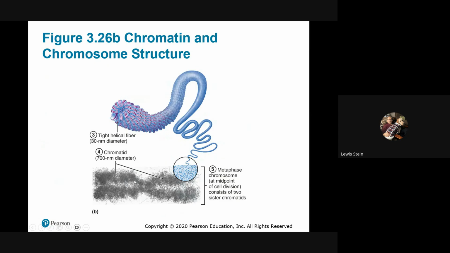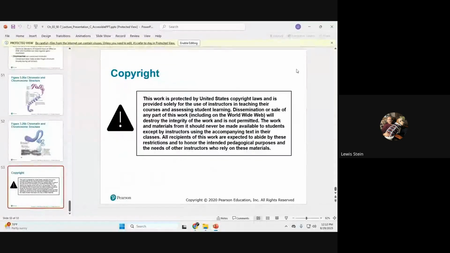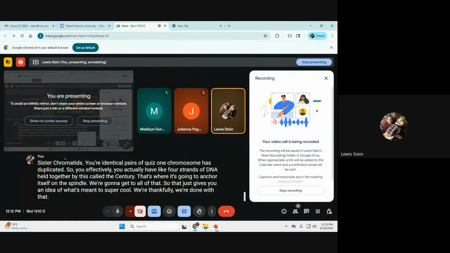So what's happened here? Not only has it condensed, it's replicated. When you see this, again, this is for another lecture. Chromatids, we call them sister chromatids. They're identical pairs, this one chromosome has duplicated. So you actually have like 4 strands of DNA held together by what's called a centromere. That's where it's going to anchor itself on the spindle, and we're going to get to all of that. So that just gives you an idea of what it's meant to supercoil. Thankfully, we're done with that. Number 2.